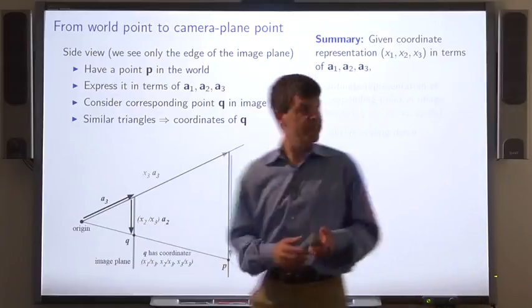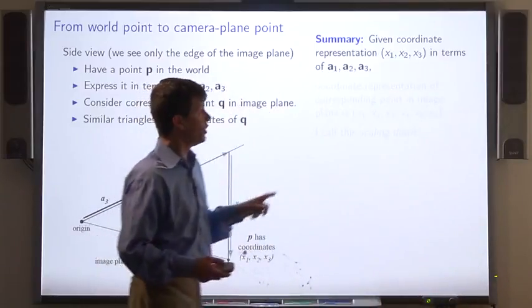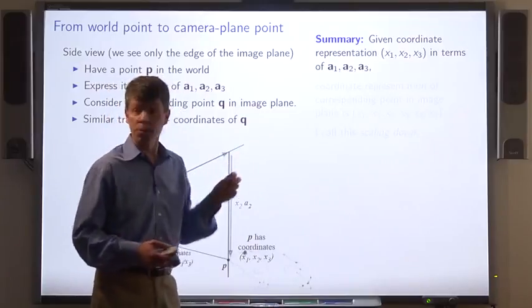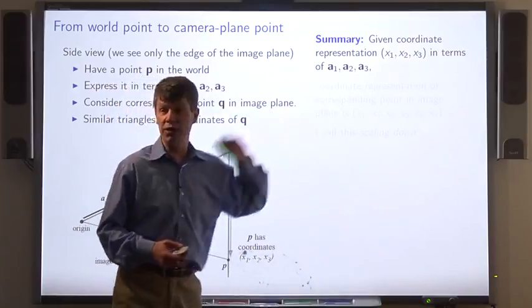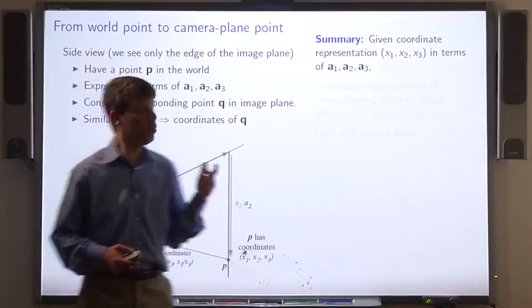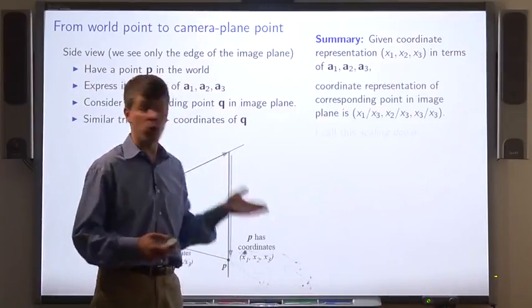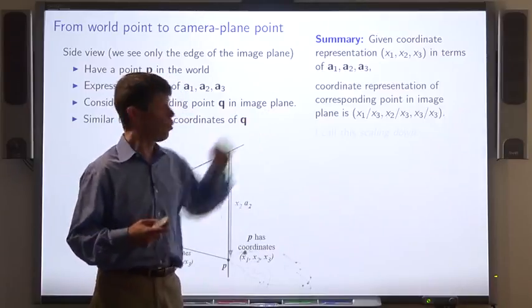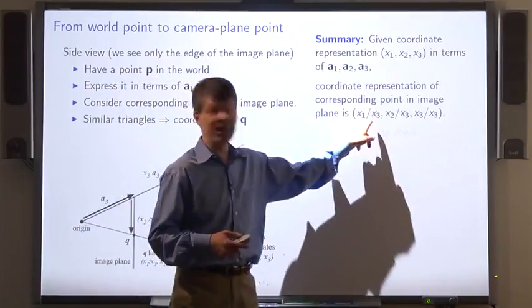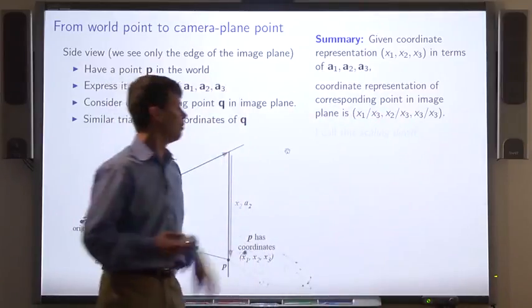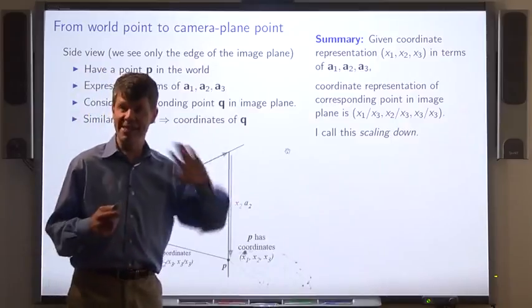So to summarize what we've discovered: given the coordinates x1, x2, x3, in terms of the camera basis A1, A2, A3, of a point in the scene, we find the coordinate representation of the corresponding point in the image plane by just dividing all these coordinates by x3. We get x1 over x3, x2 over x3, and x3 over x3, which is always 1. I'll call this scaling down.